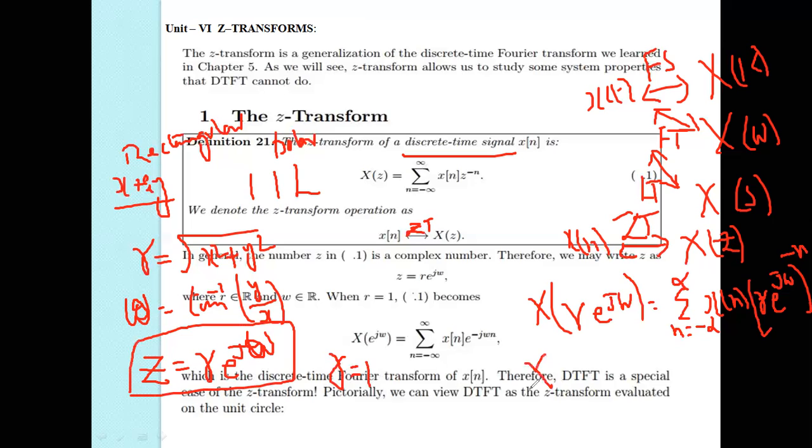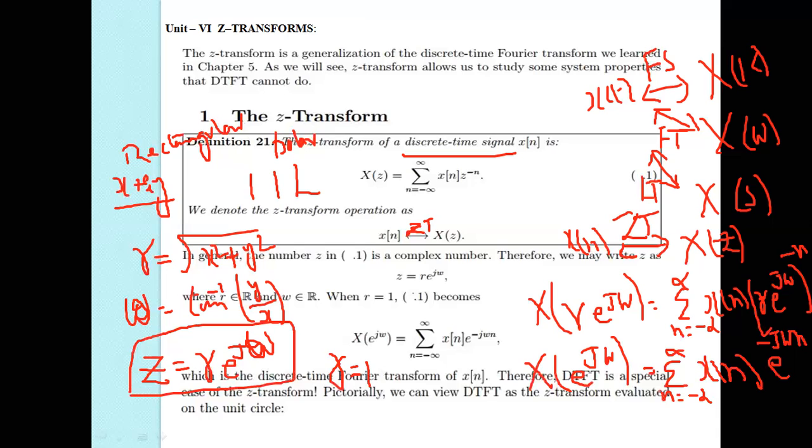Now the equation becomes x of e power j omega is equal to, substituting r is equal to 1. When r is equal to 1, equation 1 becomes x of e power j omega is equal to the sum of n equal to minus infinity to infinity of x of n, and here r is equal to 1. 1 power anything is 1 only, and e power minus j omega n.